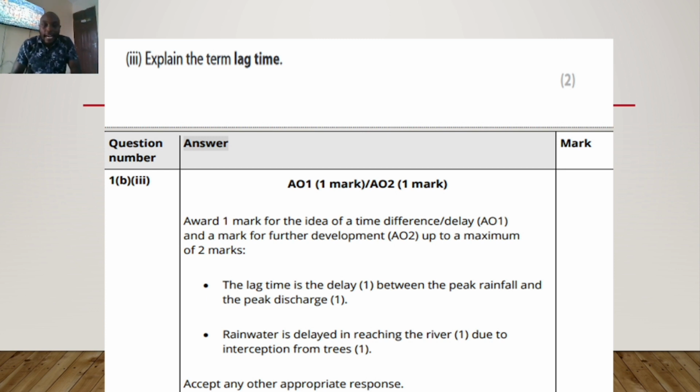And then, rainwater is delayed in reaching the river due to interception from trees. If you go ahead and say that, it's okay. But the lag time is the delay between peak rainfall and peak discharge. From the diagram, I think it was clear, right?